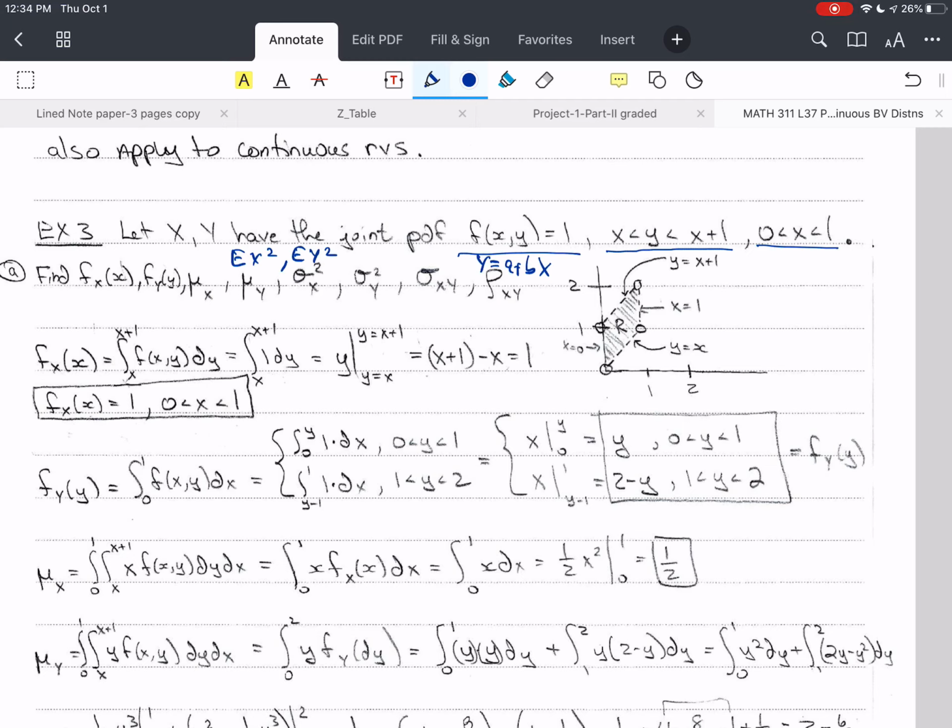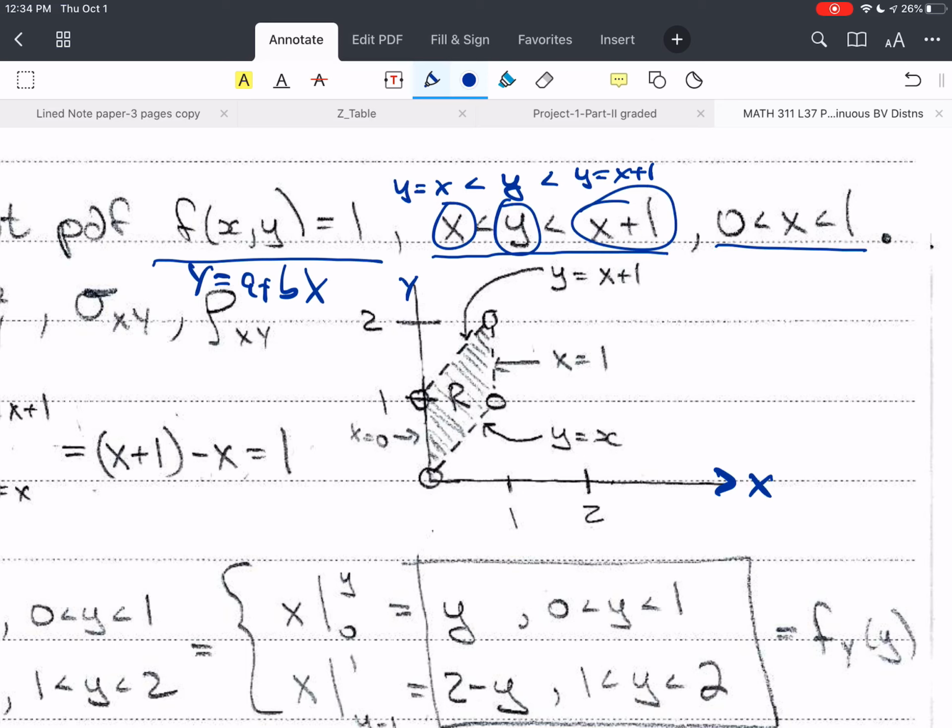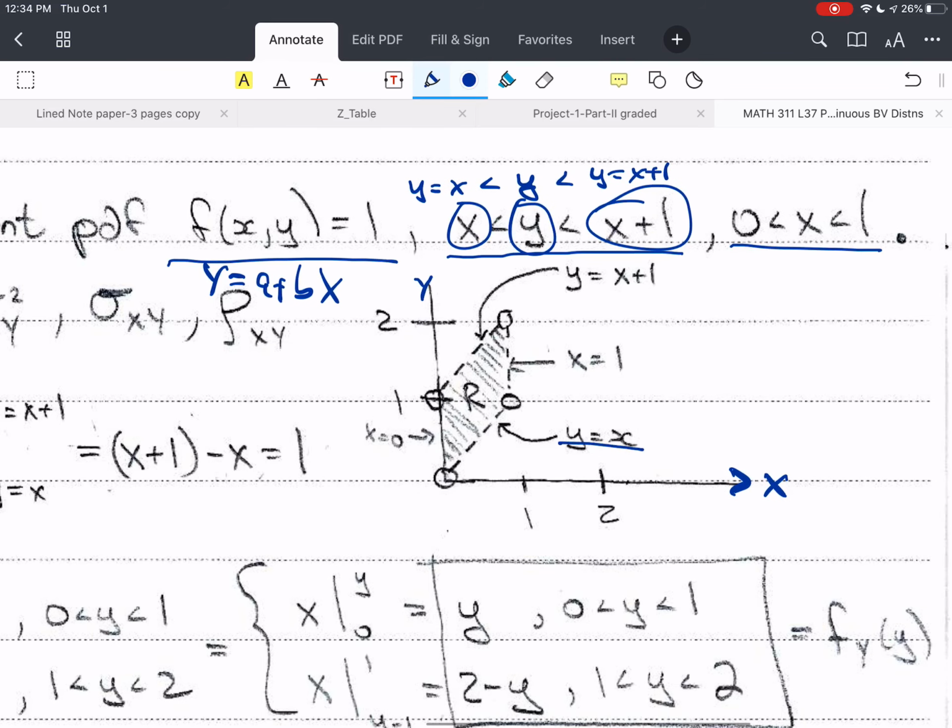All right, so first step, draw the joint range of x and y. So x here, y here. In this case, y is between x and x plus 1. That means y equals x, and y is between that and y equals x plus 1. So two lines. There's a less than, not a less than or equal to, so the lines are dotted. Here is our y equals x, and the top line, y equals x plus 1.